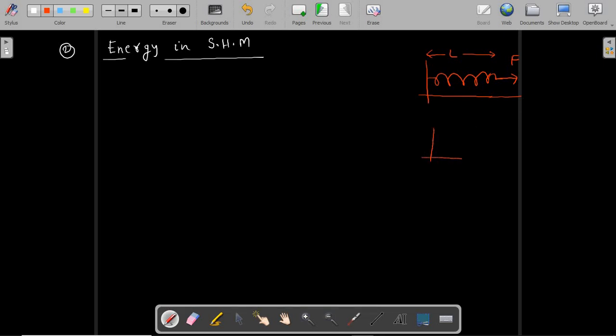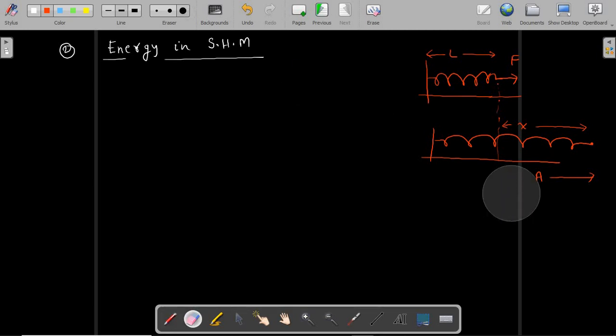Suppose after extending it, the spring is extended like this, and that is the extreme point. After that, you cannot extend it. So that is the maximum possible distance of x, the maximum possible displacement. That could be called the amplitude, right? So that is the maximum possible distance.